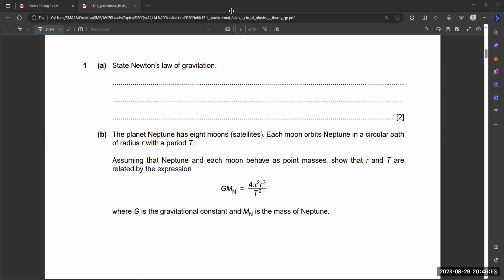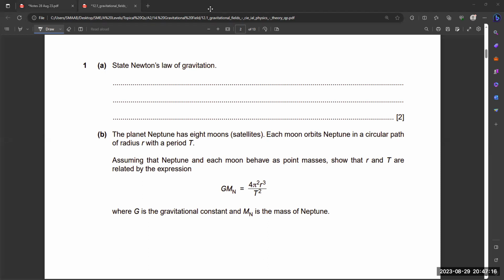Okay, so first question. The first question is for 2 marks and it is very simple, a definition. So what will be the answer for the first part? State Newton's law of gravitation.